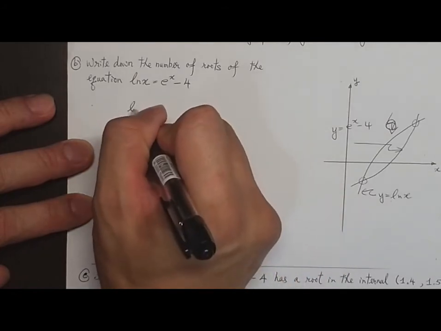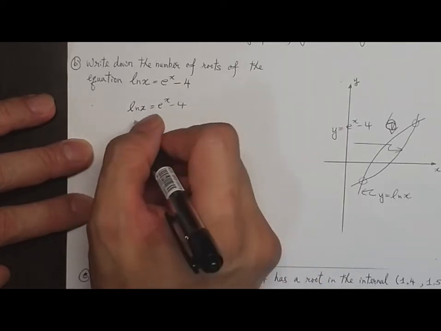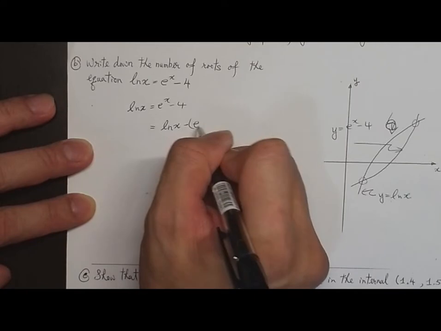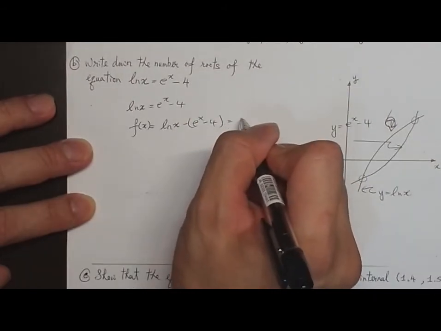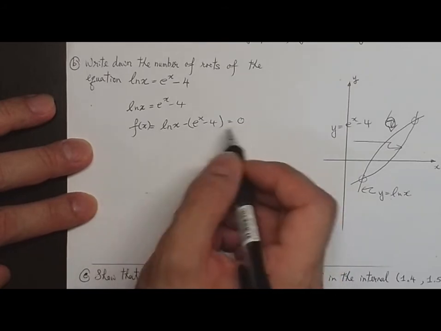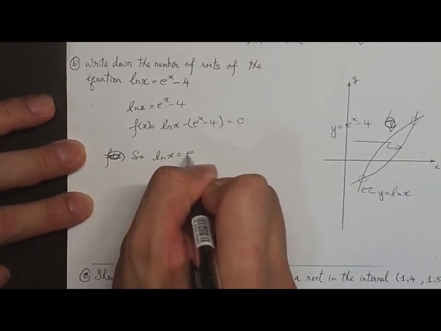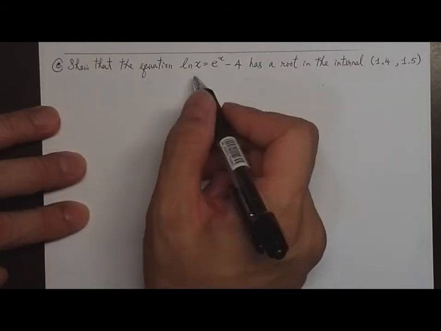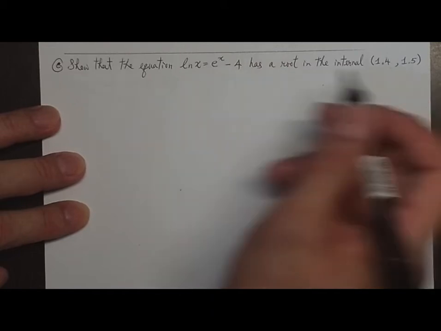If we have the equation log x equal to e to the x minus 4, we can take everything to the right hand side. We have log x minus e to the x minus 4, and let's say this is equal to f(x). If f(x) is equal to 0, this is a root. And how many points make this go to 0? We can see from the graph, this point and this point. So log x equal to e to the x minus 4 has exactly 2 roots. And part C, show that the equation log x equal to e to the x minus 4 has a root in the interval 1.4 and 1.5. This one is easy.